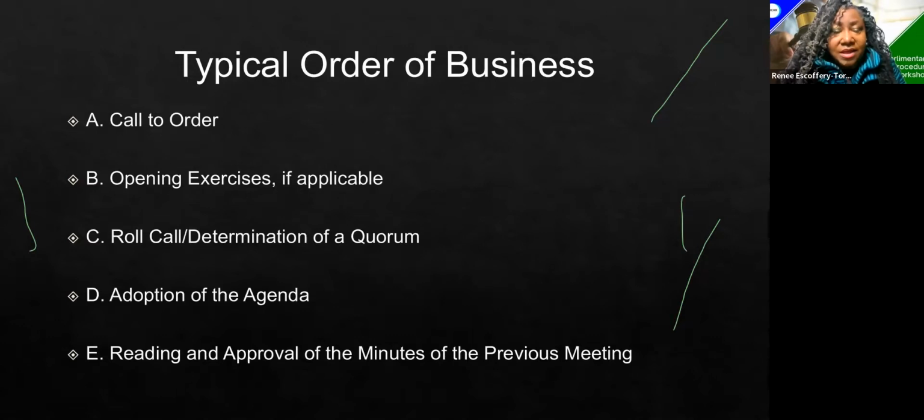First of all, the chair must do two things. Call the meeting to order. The meeting is adjourned. Okay, so those are the two things.